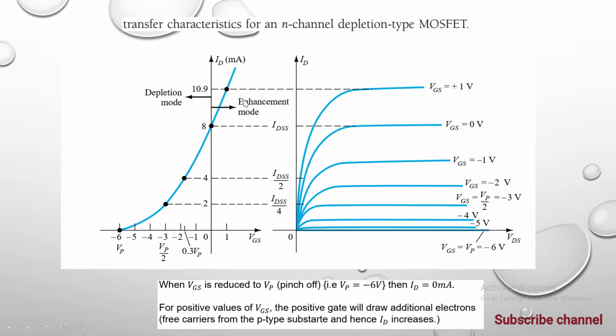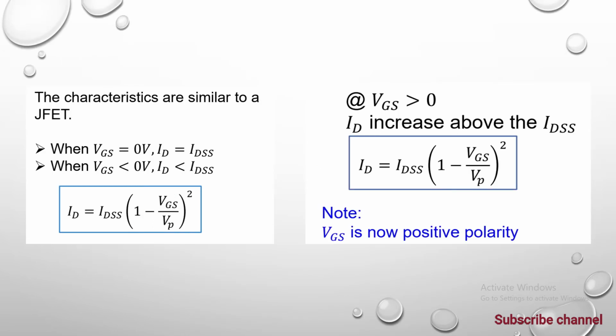when we have applied VGS of +1. When VGS is reduced to VP, the pinch-off voltage, the source drain current decreases and goes to 0. For a positive value of VGS, the positive gate voltage will draw additional electrons, free charge carriers, from the p-type substrate, and hence ID increases. And these are some characteristics here, and these characteristics for JFET: when VGS is equal to 0, ID is equal to IDSS.